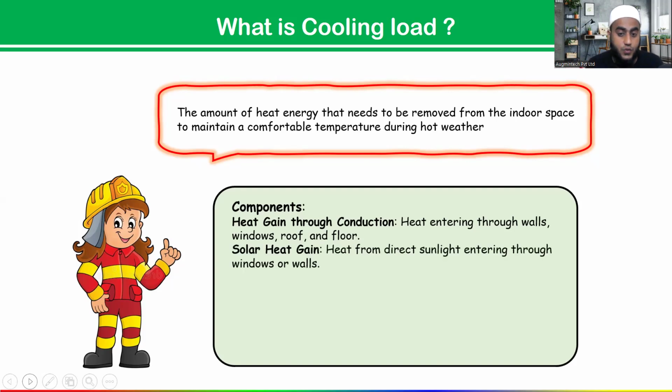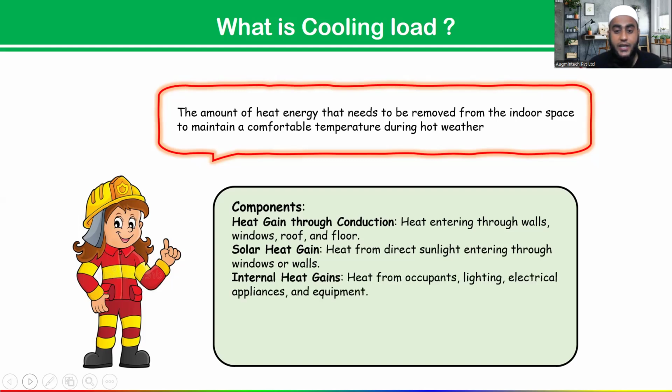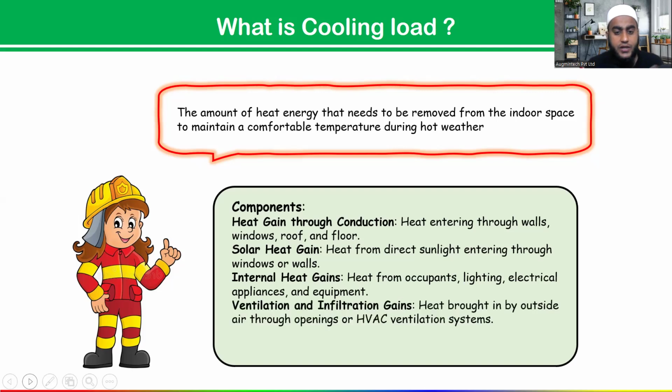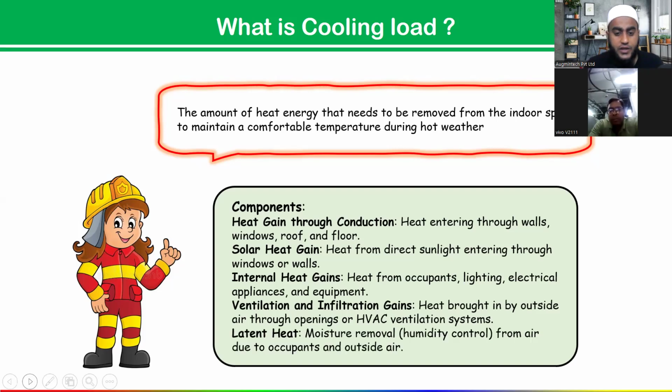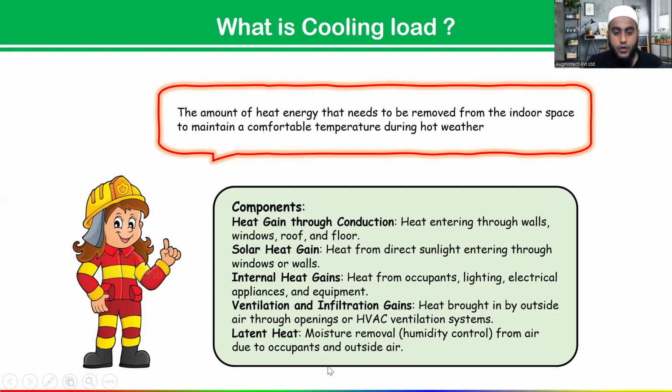Then we'll calculate the solar heat gain, means the heat from direct sunlight entering through windows or walls. Then the internal heat gain, heat from occupants, lighting, electrical appliances, equipment, that we need to calculate, and the ventilation and infiltration gain also. Then latent heat. So these are the parameters which we have to calculate to get the cooling load value. Is it clear, all of you?